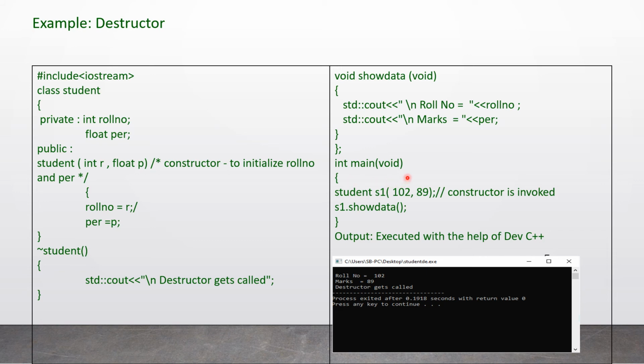Now student s1 102, 89 will call the constructor. It will assign the value 102 to r and 89 to p. So roll number is 102, percentage is 89, and then with the help of show data we will display the roll number and marks on the output screen. After the call to show data is completed, the destructor will get invoked, and whatever we have written in the destructor, you will get the message "destructor gets called".